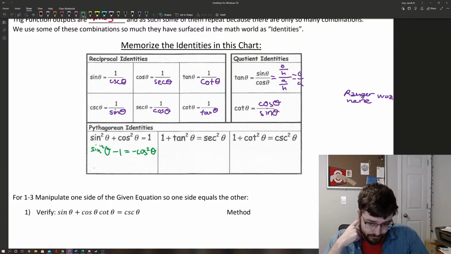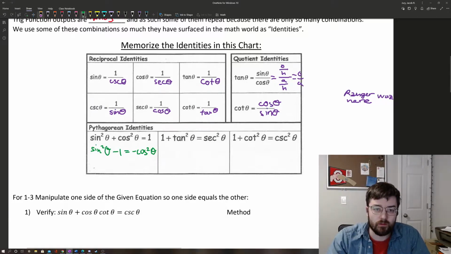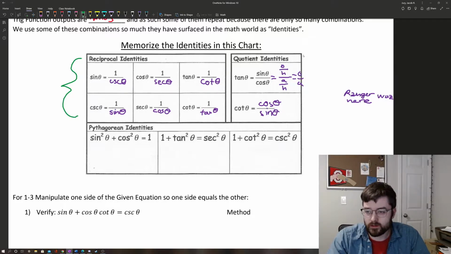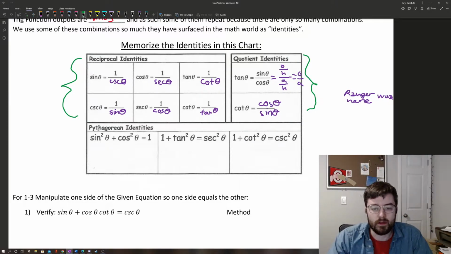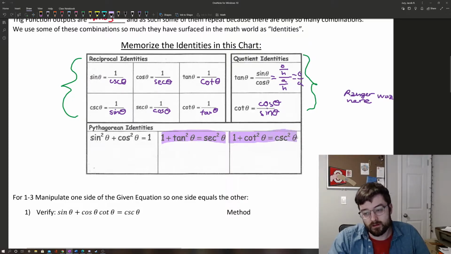And one thing I wanted to point out with these Pythagorean identities, and when it comes to memorizing these things, which hopefully you're comfortable with the reciprocal and the quotient identities already, the Pythagorean ones are a little bit more tricky to memorize. You can start off with only knowing sine squared plus cosine squared equals 1. I get confused with 1 plus tangent squared equals secant squared, and 1 plus cotangent squared equals cosecant squared theta. They're a jumbled mess in my brain.